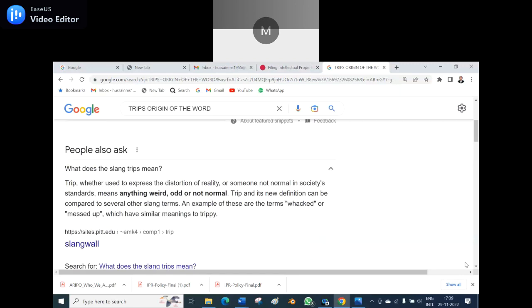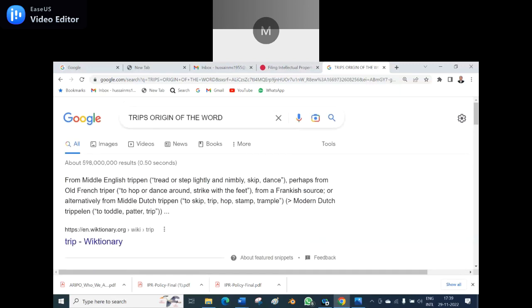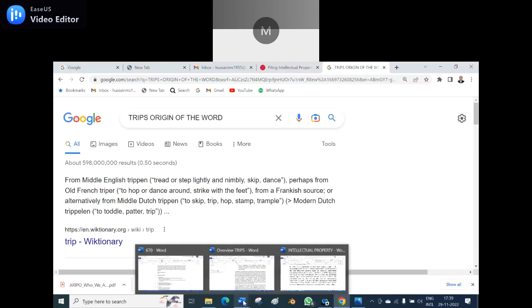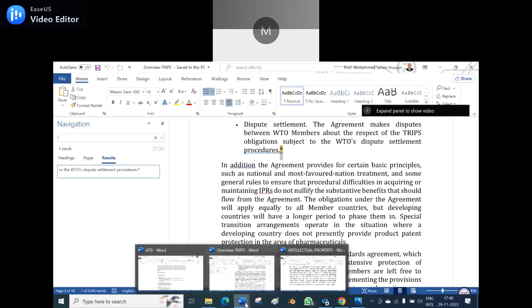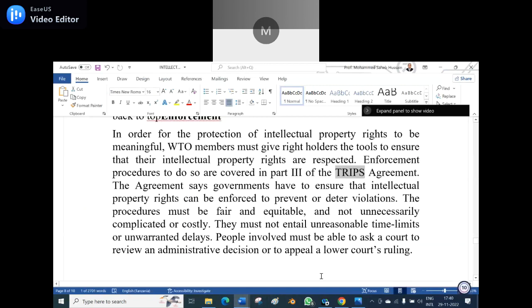Here, this trip is trade related aspects of intellectual property rights. So sometimes they can add one letter or delete one letter so that they can pronounce it in a proper way. So that is the method they adopt. It is in general practice.